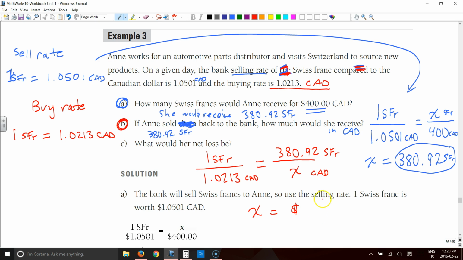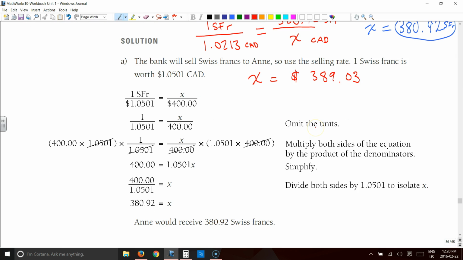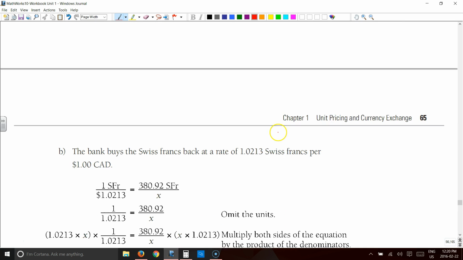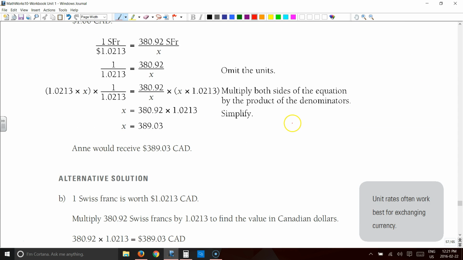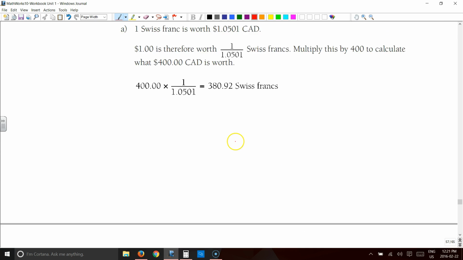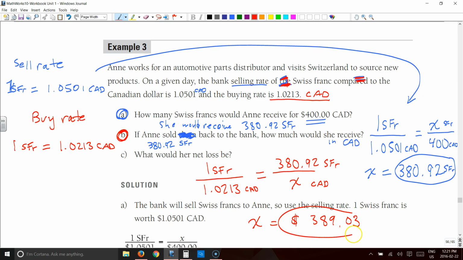So 389.03. All right. So that is converted back. And let's just make sure that I did that similarly. All right, so for question B, 389.03 is what we have. I'm just checking to make sure that I have done it successfully. And there we have it.